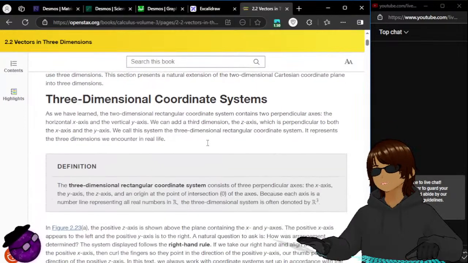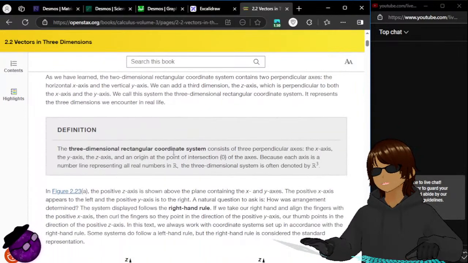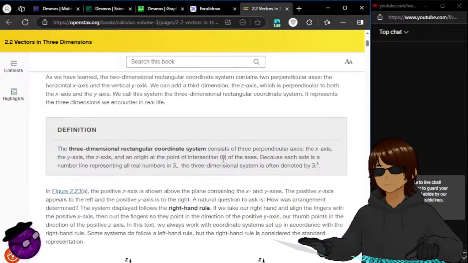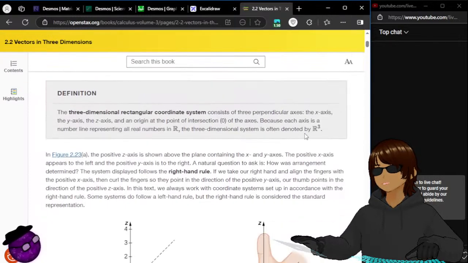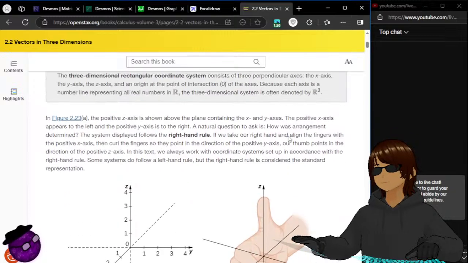Vectors in 3 dimensions. A three-dimensional rectangular coordinate system consists of 3 perpendicular axes, the x-axis, the y-axis, and the z-axis, and an origin at the point of intersection. Because each axis is a number line representing all real numbers in R, the three-dimensional system is often denoted by R cubed. The positive z-axis is shown above the plane containing the x and y-axis. The positive x-axis appears to the left and the positive y-axis appears to the right.